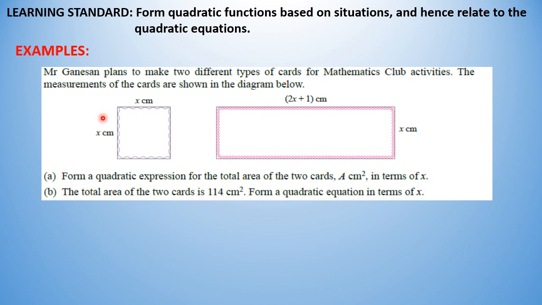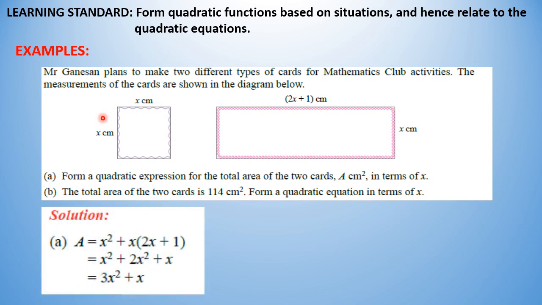The area for the rectangle and for the square is length times width, okay? So you can write like this. Area A represents area. You write A equal to x times x becomes x squared, and then x times 2x plus 1. Do expansion and then arrange in general form. So we get 3x squared plus x.